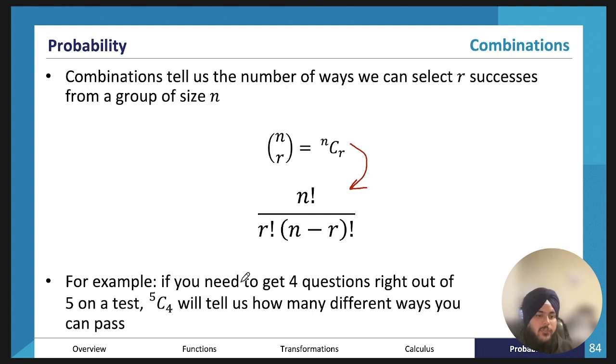So for example, if you need to get 4 questions right out of 5 on a test, 5C4 will tell you how many different ways you can pass. You might get the first question right, second question right, third question right, fourth question right, or you might get the second question right, third question right, fourth question right, fifth question right, or you might get the first question right, third question right. So many different ways that you can do this. So this will simplify that entire process and solve it for you.